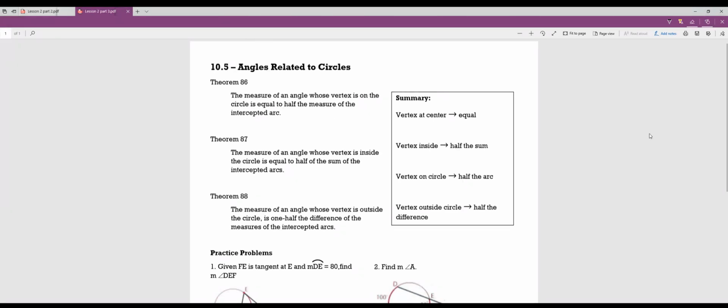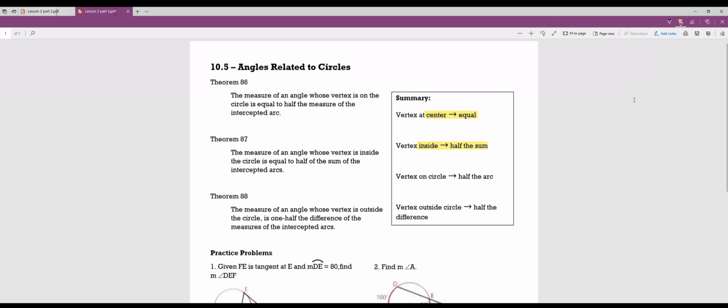So we have a couple theorems here, but they can really be summarized with the statements in this box here. So talking about angles, if the vertex of an angle is at the center of a circle, then its angle measure is equal to the arc that it intercepts. If the vertex is inside the circle but not at the center, then its angle measure is half the sum of the two arcs that it intercepts.